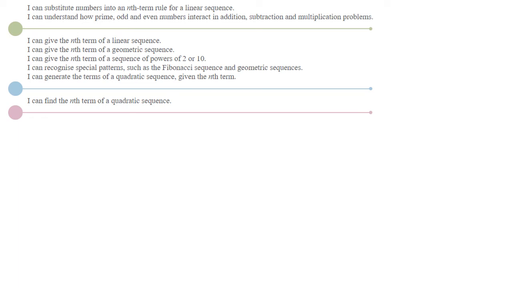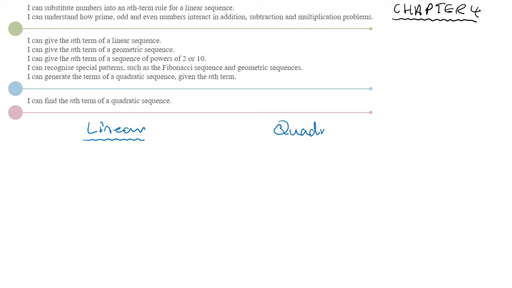This video covers chapter 4 of the Higher Collins book, and this chapter is basically about sequences and their rules. There are two types of sequences we're going to be focusing on, and they are linear sequences and quadratic sequences. So let's just run through the main differences.